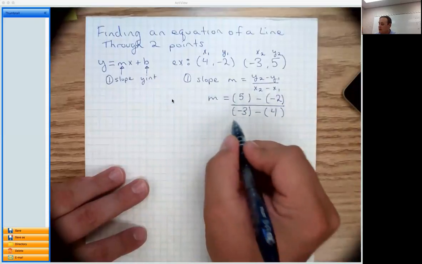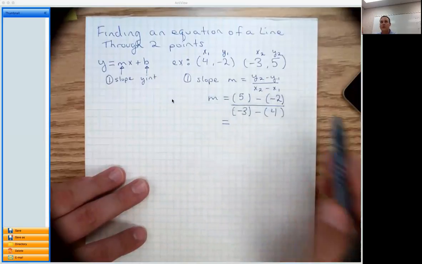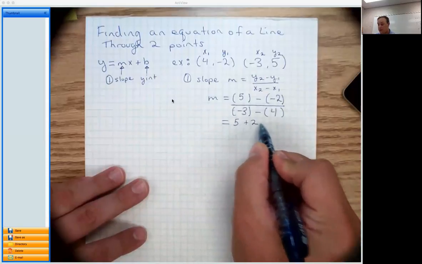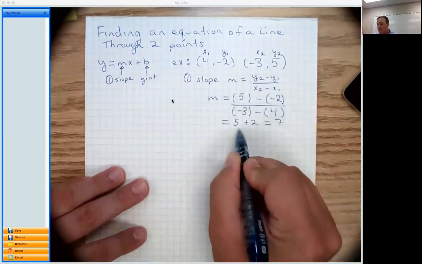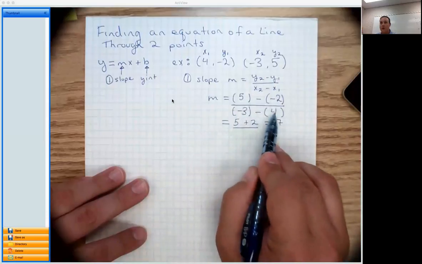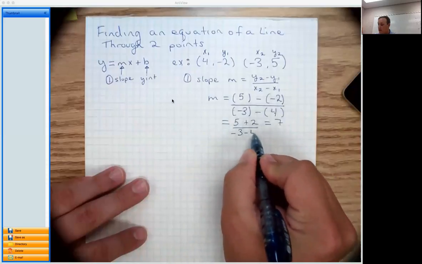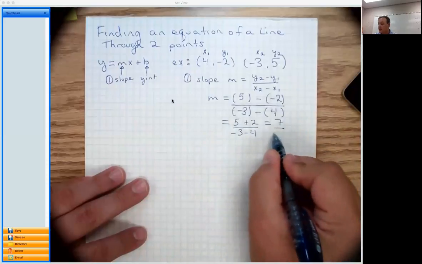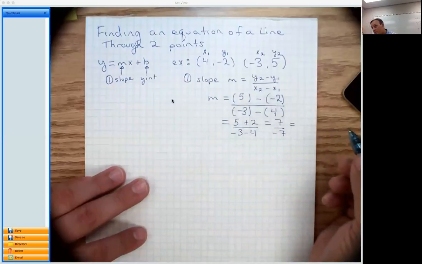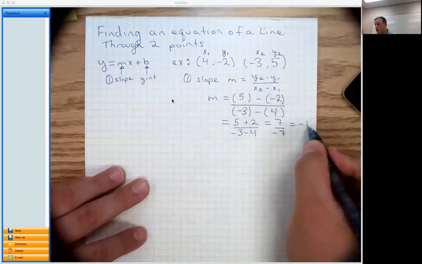So now when I do this, I have 5 minus -2. So what'll that be? 5 plus 2. So that's going to give me 7. And my -3 minus 4, does anything change right there? No. That equals -7. Okay? And 7 divided by -7 is -1. Okay?